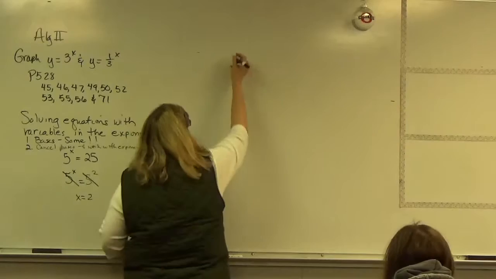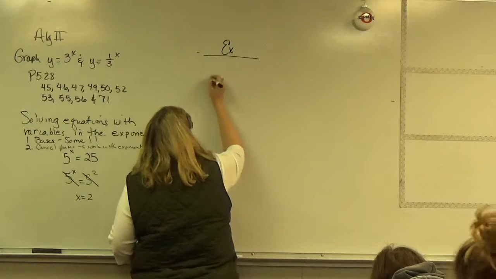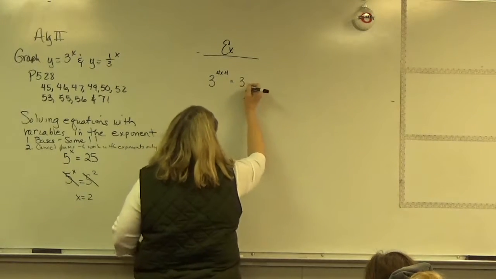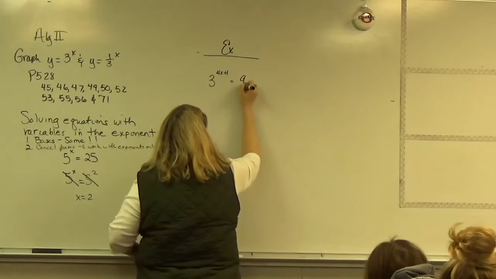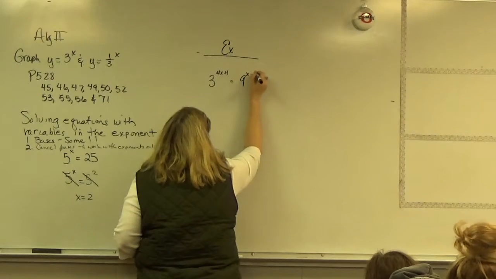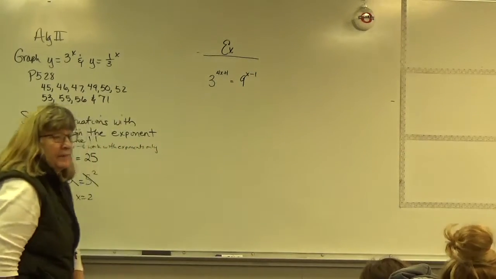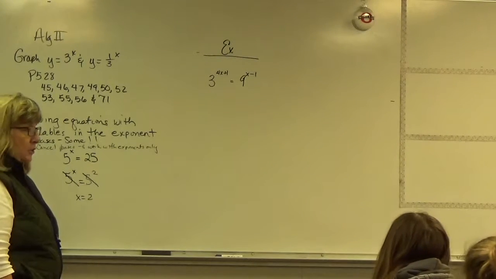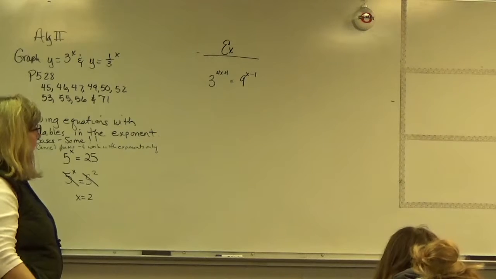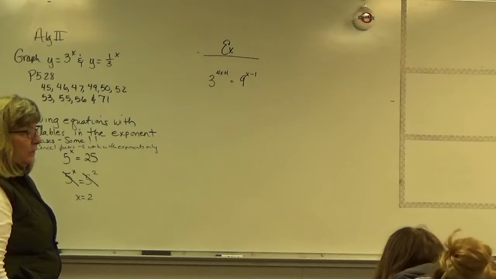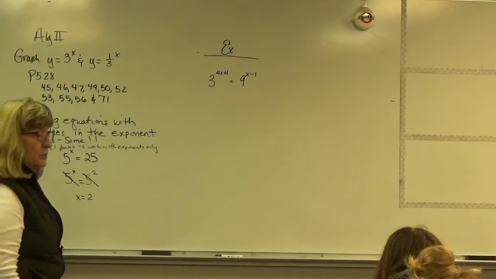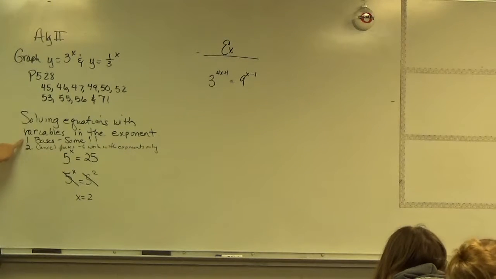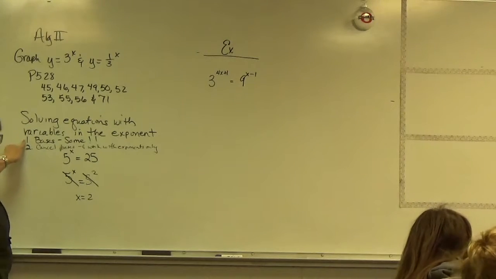Okay, now here's one you can write down. Now that one's harder to tell what the answer is just by looking at it. Okay, do you agree? So I have 3 to the 4x plus 1 equals 9 to the x minus 1. So the key is to do what? No, can't cancel yet. What's the first step? Make the bases the same.